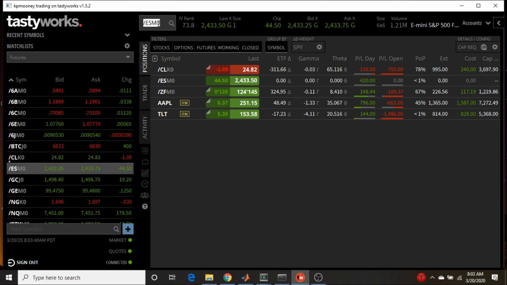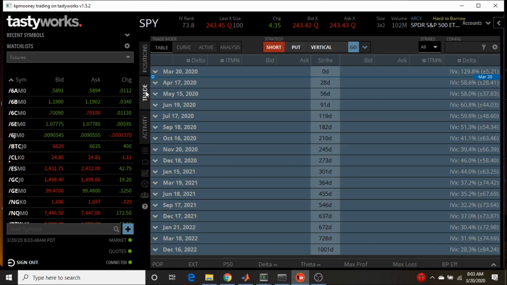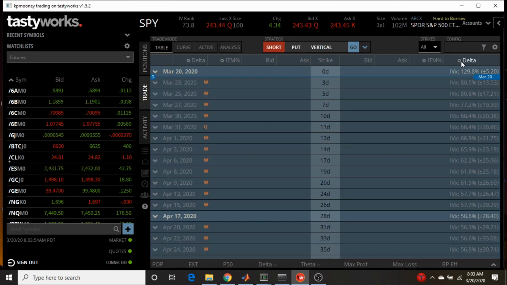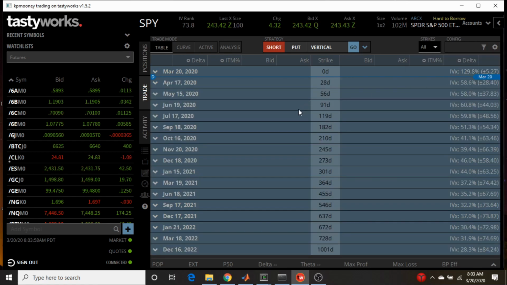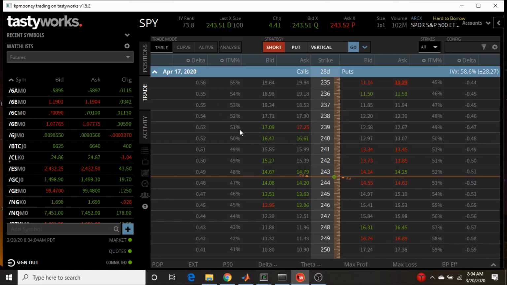So E-minis are a big product. One E-mini contract is approximately about 500 shares of SPY. So I'm just going to replace this with a one lot of SPY. I'm going to come down here, and I don't know why this is set to all expirations, so I'll just go to regular expirations. That next regular expiration is April, 28 days from now. So we go out here.